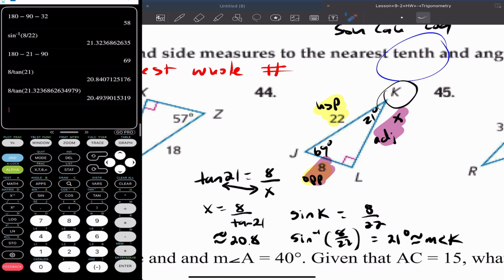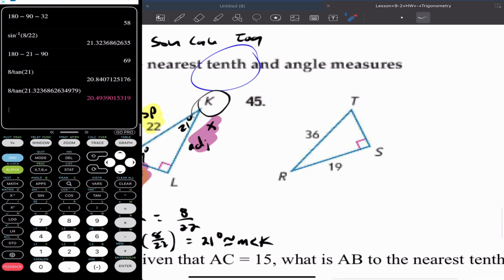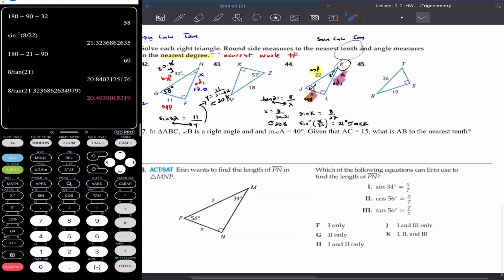If you can see, I used the rounded answer and inputted that in, which gave me 20.8. But if you put in the exact number instead of just 21 degrees, then you will get 20.5, which appears on the key. Okay? All right. You can do 45 on your own.